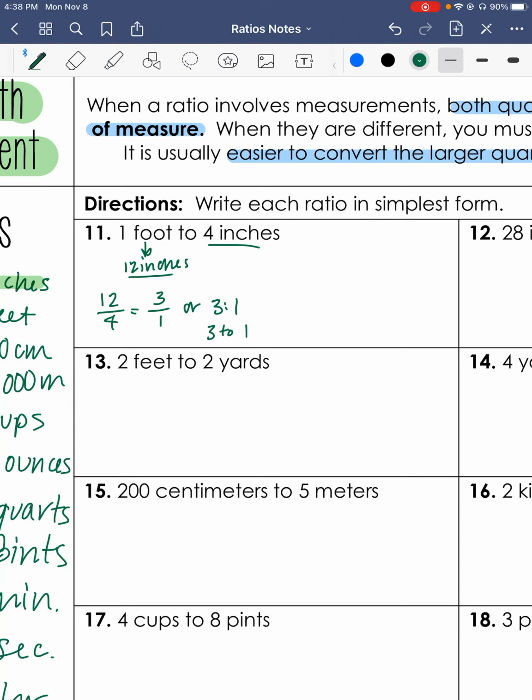Okay, so if we go to, oh, you know what? I'm actually not going to convert the inches to feet. Just believe me when I say you'll still get a 3 to 1 ratio here, but there's going to be a lot more fractions involved. So let's just stick to taking the bigger one and converting it down to the smaller one.